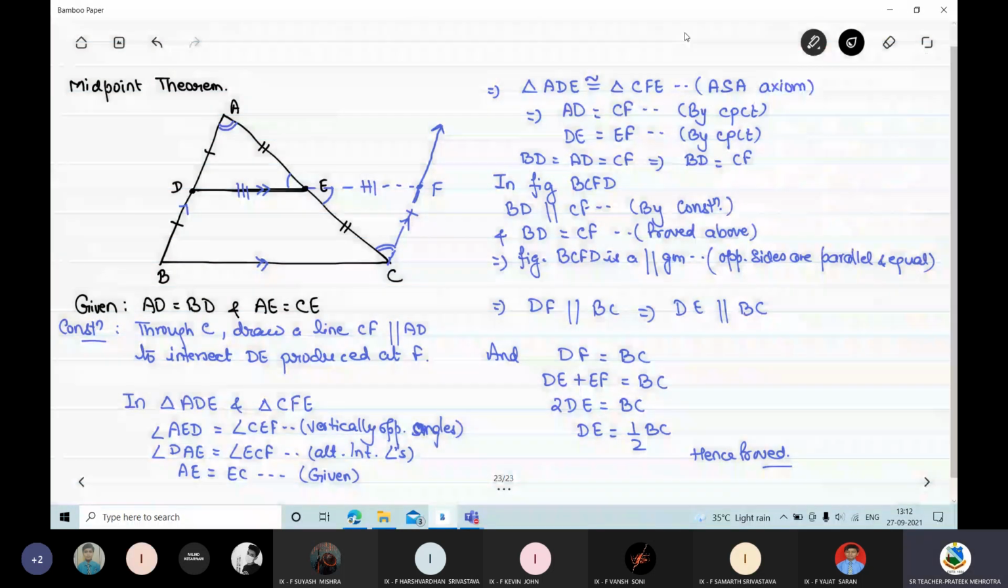So whenever you are applying this theorem in the questions, you must know what you have to do. You can only apply this theorem when there is a line segment which is joining the midpoints of two sides. So if this is happening, then you can say that the line segment will be parallel to the third side and it will be equal to half of the length of the third side.